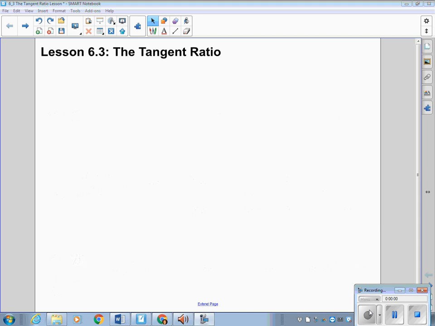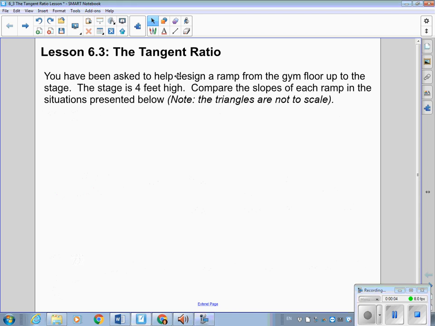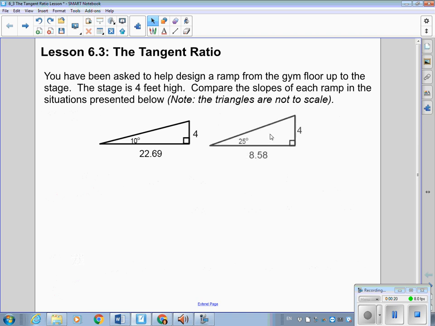So today when we talk about the tangent ratio, one of the things that we've asked you to do is take a look at this ramp. With this ramp, the stage is always going to be 4 meters high, but we're going to change the base of the ramp. So we should have 3 different ramps. What I want you to do right away is label each ramp A, B, and C.